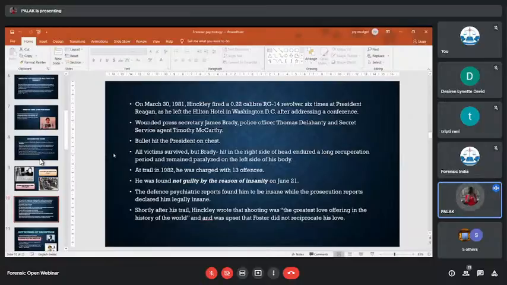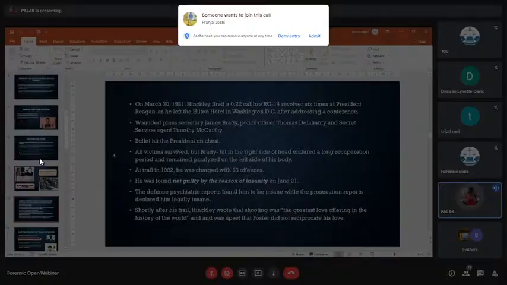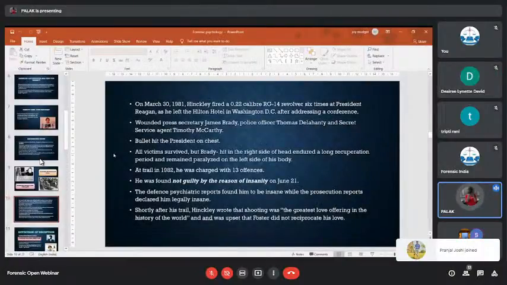Then on March 30, 1981, Hinckley fired a .22 caliber revolver 6 times at President Reagan as he left the Hilton Hotel in Washington, D.C. after addressing a conference. Many people who were with the president were shot.